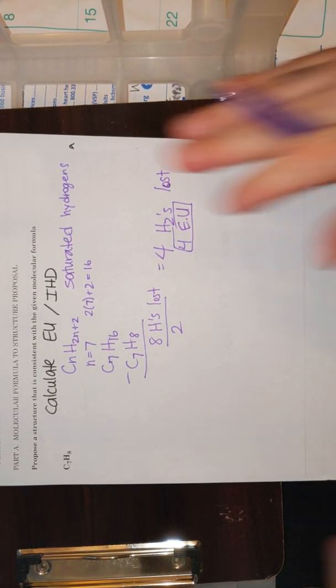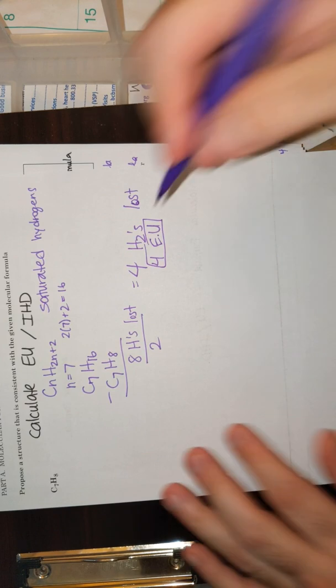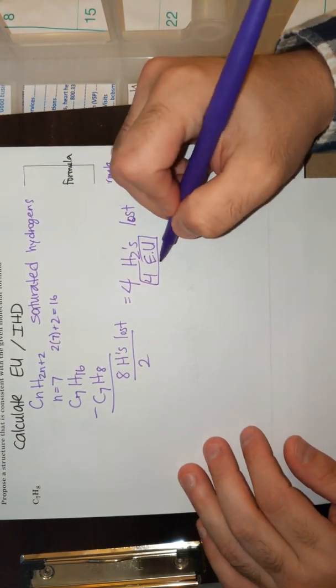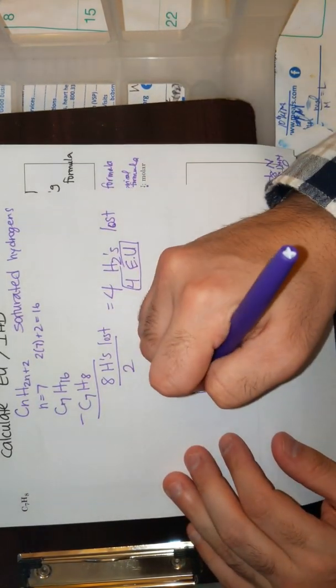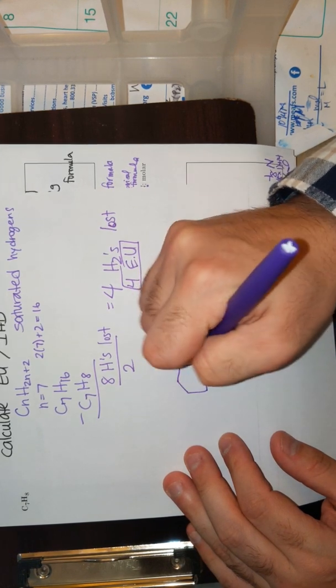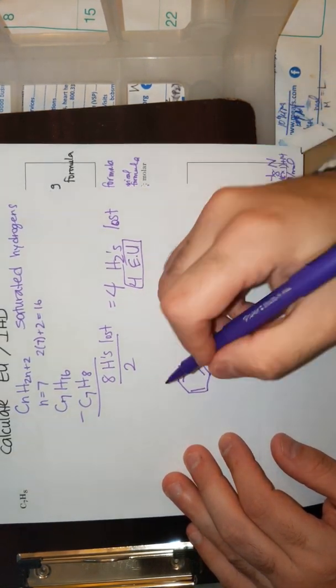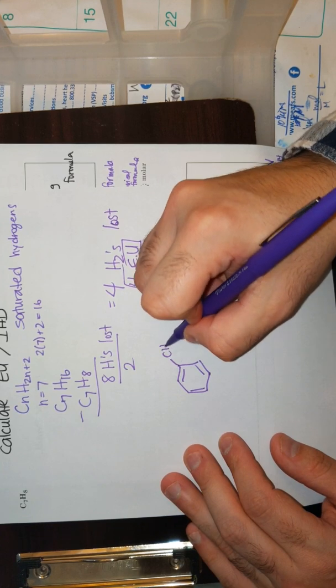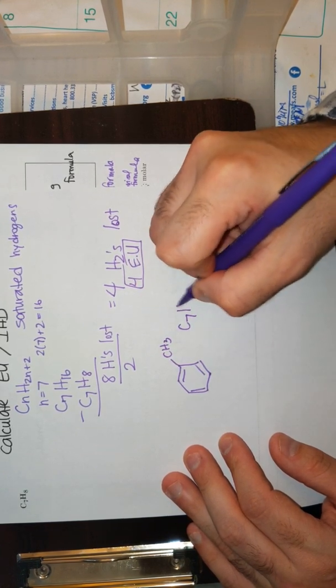Well, I'm going to let you know as a little hint, if I see 4 EUs, I'll probably have this as the beginning of my structure. This is benzene. This is only 6 carbons. If I add one more, this is C7H8.